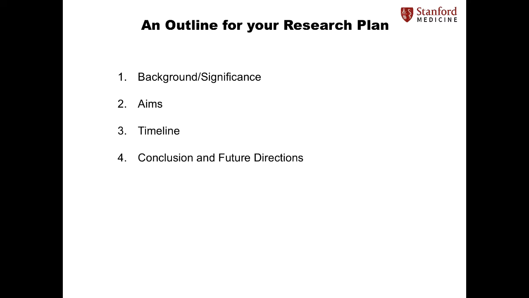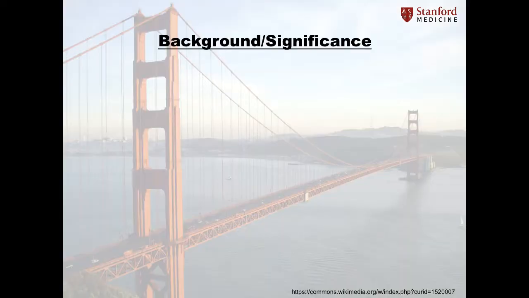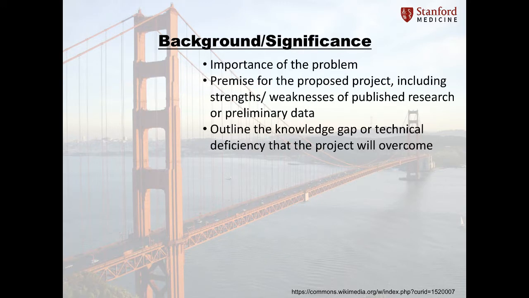So now that we have an outline for our research plan, let's look at each section independently. First, let's take a look at the background and significance section. In this section, you'll need to address the importance of the problem. This may include the premise for the proposed project, the strengths and weaknesses of previously published research, or any of your preliminary data.